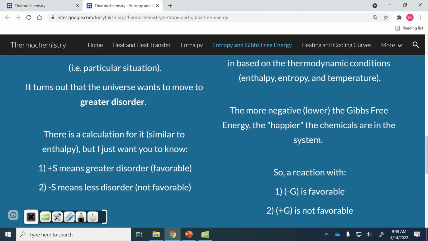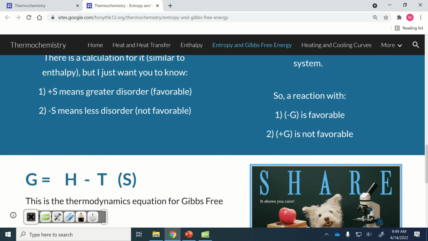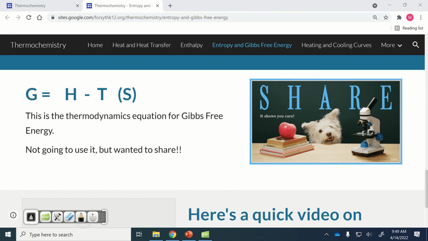It turns out the more negative the Gibbs free energy, the happier the chemicals are in the system. We want as negative a Gibbs free energy as possible, which again is a balance between the heat energy and the entropy together. So a larger negative G is favorable versus a positive G is not favorable. There is an equation that puts all three of these things together: free energy, enthalpy, and entropy. It is delta G equals delta H minus T delta S. And this is your official Gibbs free energy equation.